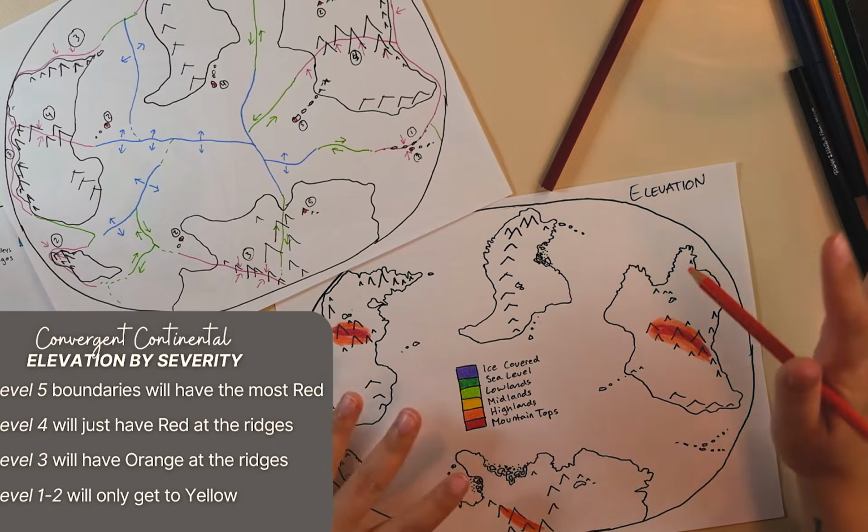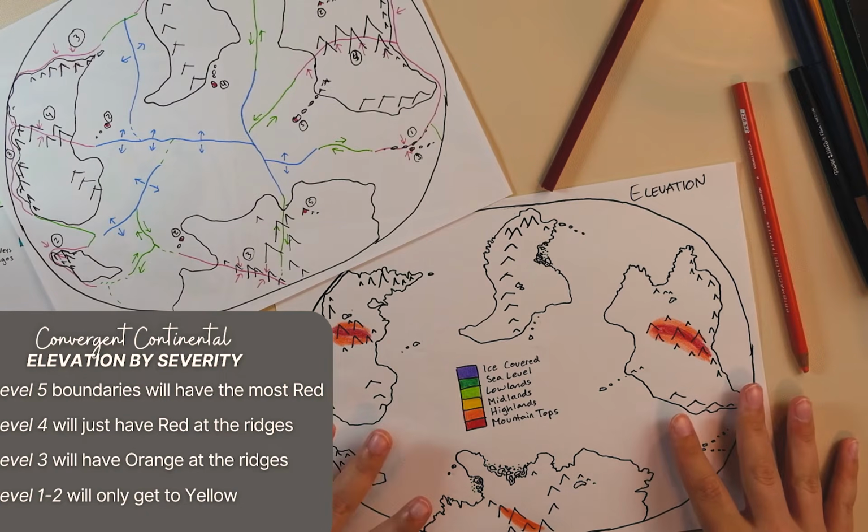Okay, those are the only 3 main ones I have. I'm not going to go any lower in elevations right now because I want to sort of blend it. Moving on to convergent continental oceanic boundaries.